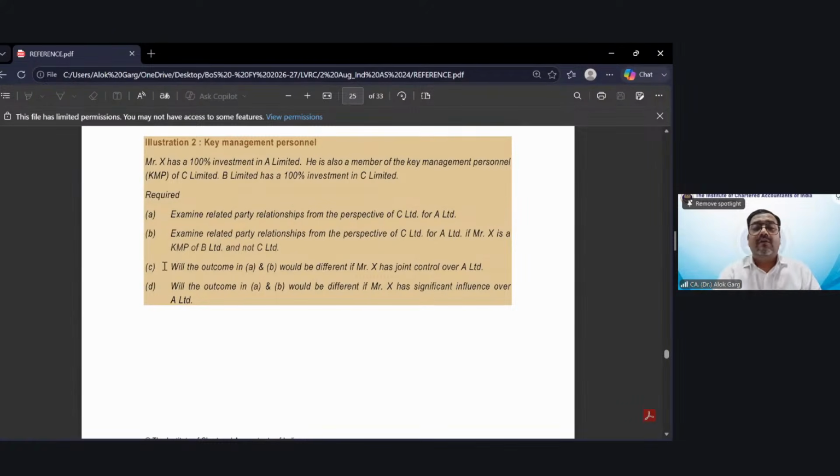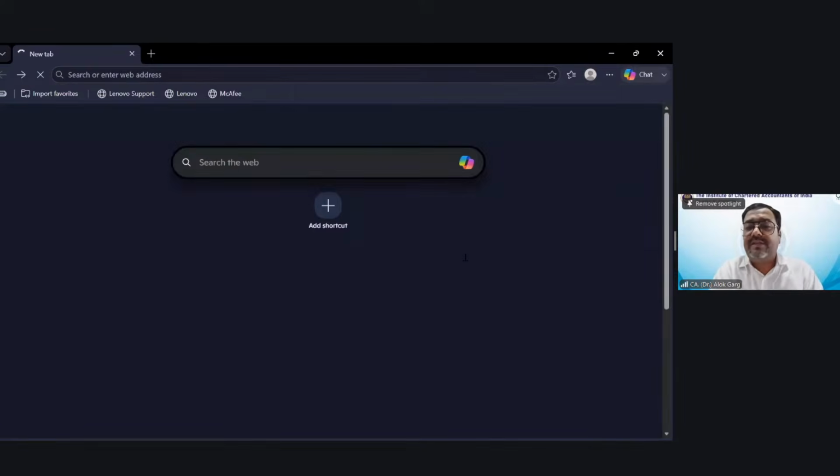Third, will the outcome in A and B be different if Mr. X has joint control?